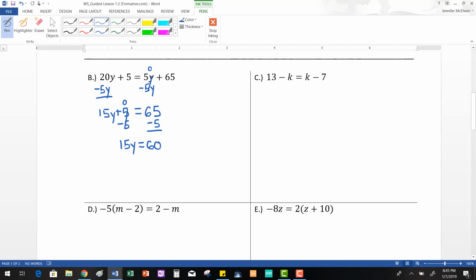Okay, so I'm left with 15y is equal to 60. That means I have to divide by 15 on both sides. And I'm left with y is equal to, well, 60 divided by 15 is 4.